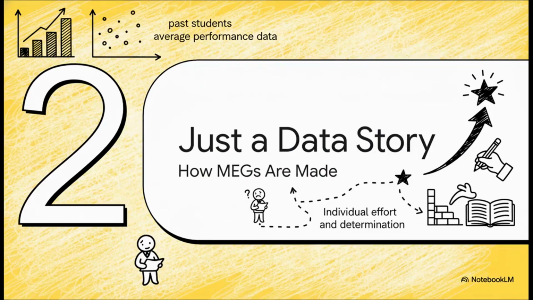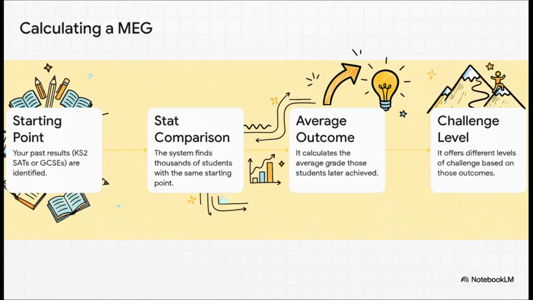Let's dig into that a little more, because a MEG is really just a story told by data. And it's important to remember, it's not your story. It's a summary of thousands of other stories. So, how do they write that summary? The whole process is run by a model from an organization called the Fischer Family Trust, or FFT for short. First, it takes your past exam results, like your SATs if you're working towards GCSEs, or your GCSEs if you're studying for A-levels. Then it finds a huge group of students with the exact same starting point as you. Finally, it looks at what all those students went on to achieve and calculates the average. That's pretty much it, just a big data crunching exercise.